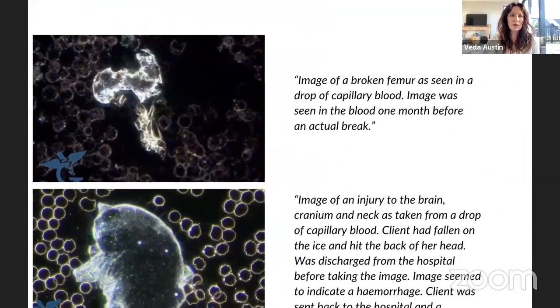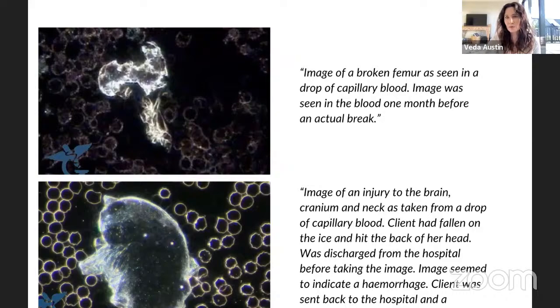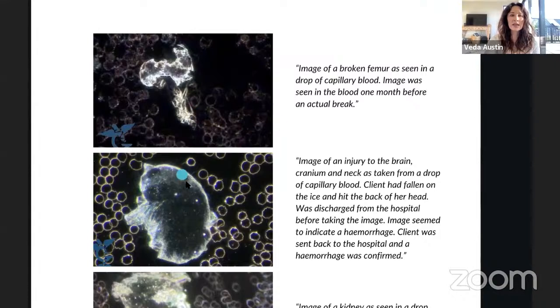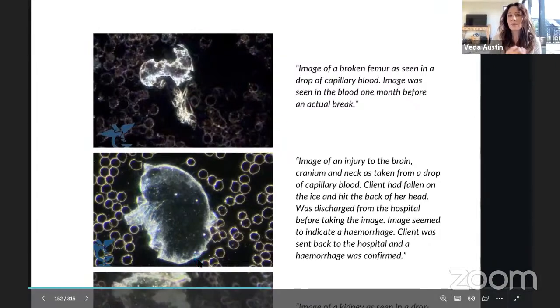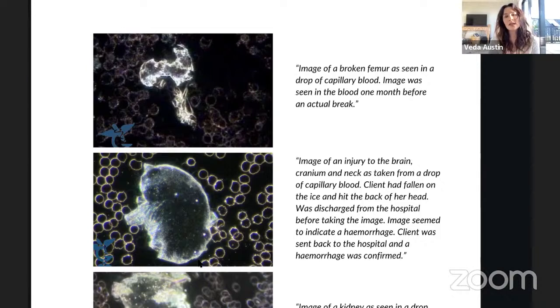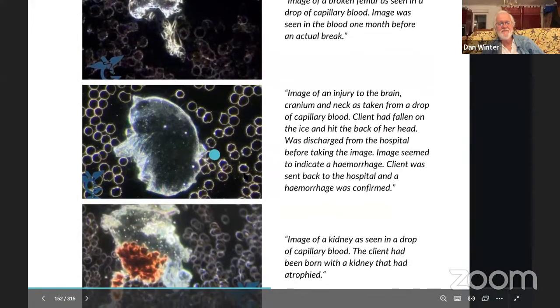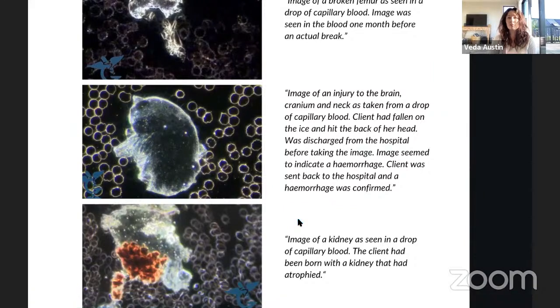Now, if you know anything medical, as a lot of these people clearly did, and his father certainly did, you can start to really make out that these aren't random images. There's not random pictures. So up the top, we see an image of a broken femur. It was seen in a drop of capillary blood. But this, interestingly, is similar to my thumb picture. This image was seen a month before the actual break. Wow.